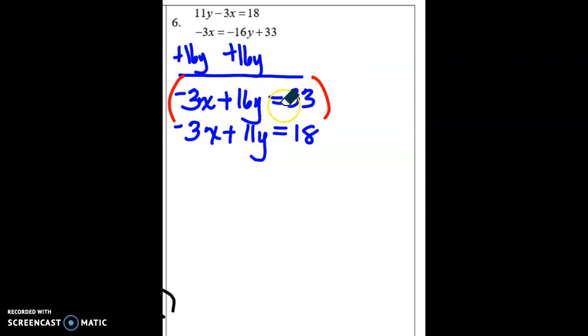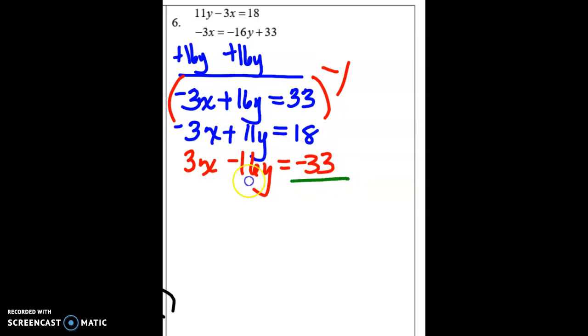So I want to get the opposite sign, so I'm going to take this first equation, multiply the whole thing by -1. Usually I put it over here on the left, but it wouldn't fit. So that's all three terms, even the 33. This becomes a negative times a negative is a positive 3x, negative 16y, and negative 33.